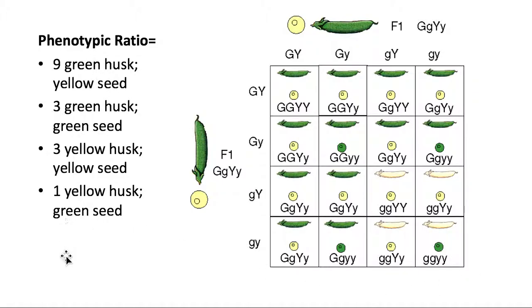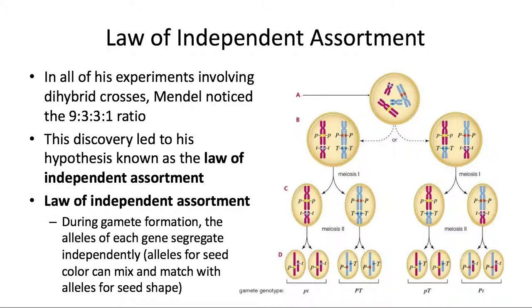And this 9-3-3-1 ratio kept showing up. Just like the 3-to-1 ratio showed up for the monohybrid cross, for the dihybrid cross, it was 9-3-3-1 that kept showing up for Mendel, no matter what he decided to do. If he was looking at purple and yellow, purple and white flowers, or tall and short plants, he kept seeing 9-3-3-1s. Okay, this led Gregor Mendel to come up with another law, the law of independent assortment.